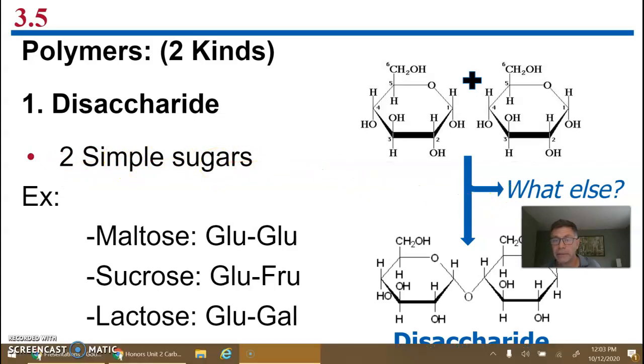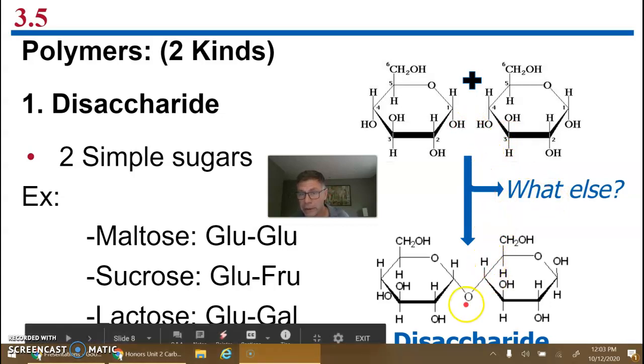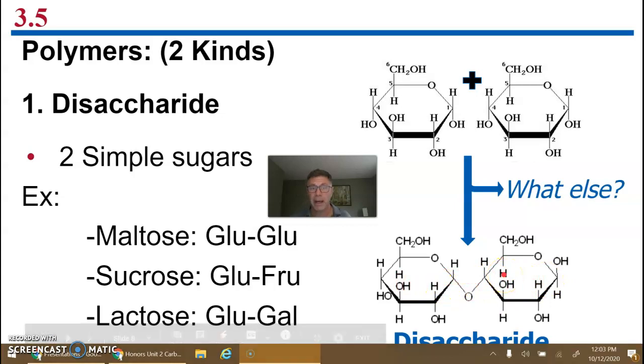If we take a look at how this works, here's one monomer that's here. Here's another monomer. And the hydroxyl groups of those two monomers are going to join together. And so we're going to lose water. Water's coming out here. And notice that what's left behind is one oxygen that's sharing a bond between two of these monomers. And it's no longer a monosaccharide or one sugar, but instead a disaccharide or two sugar.